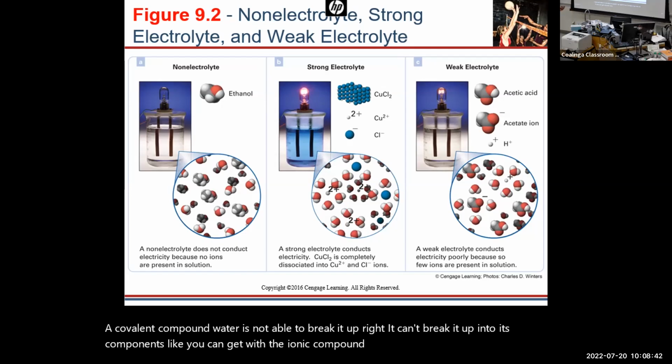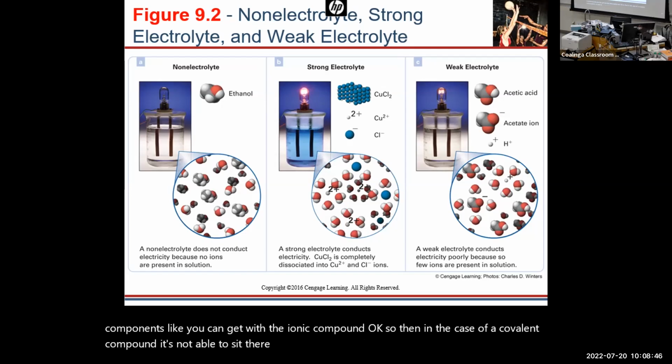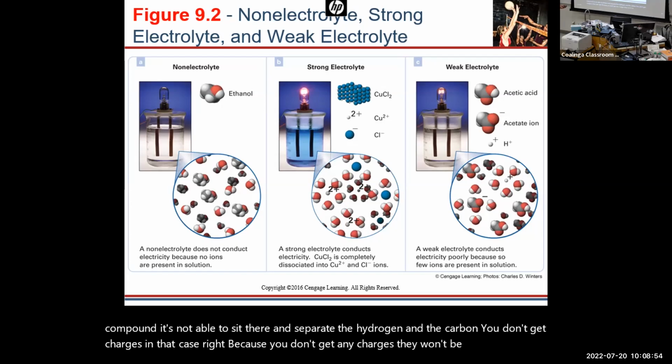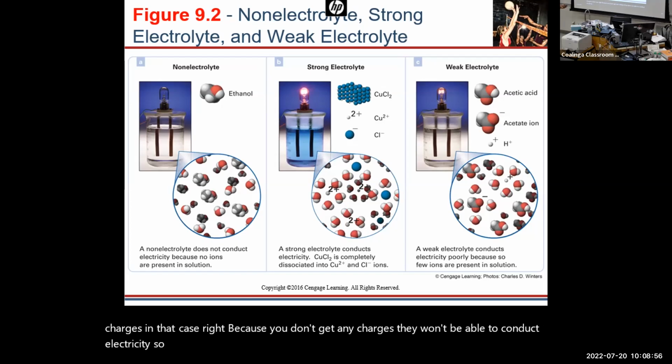In the case of a covalent compound, water is not able to separate, you know, the hydrogen and the carbon. You don't get charges in that case, right? Because you don't get any charges, it won't be able to conduct electricity. So covalently bonded compounds won't conduct electricity, whereas ionic compounds will.